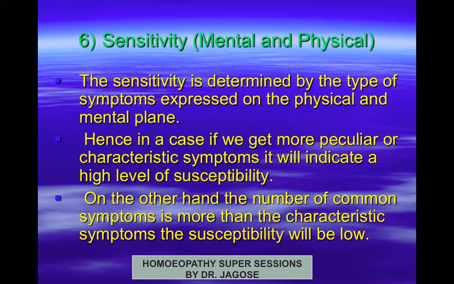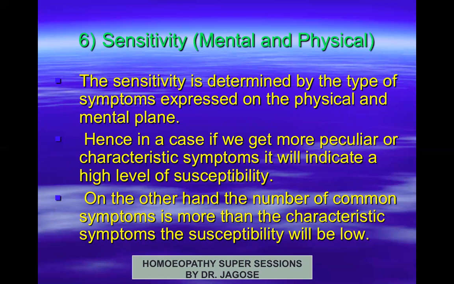Next point is the sensitivity on the mental and the physical level. How do we determine the sensitivity? Naturally, by the types of symptoms exhibited on both levels, that is the physical level as well as the mental level. Hence, in a case, if we get more peculiar or characteristic symptoms, it will indicate a high level of susceptibility. Suppose the patient is sensitive enough, exhibiting more and more symptoms on both levels, then naturally the symptoms may be characteristic in nature.